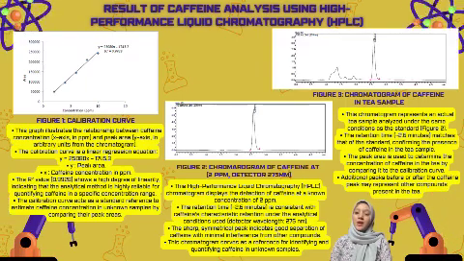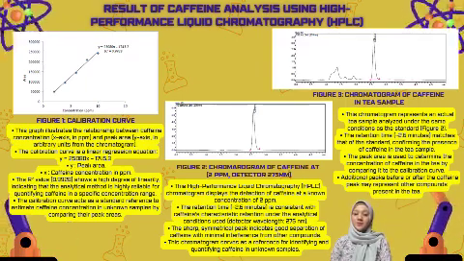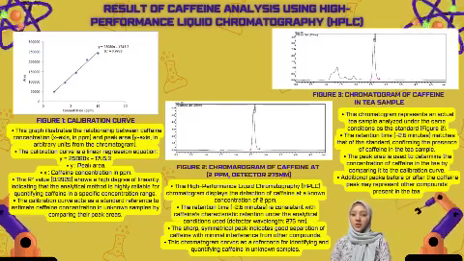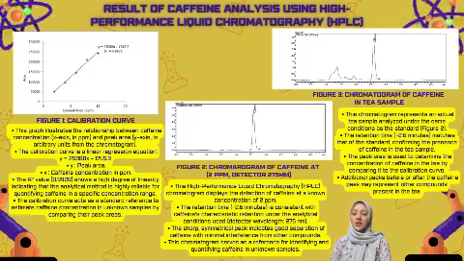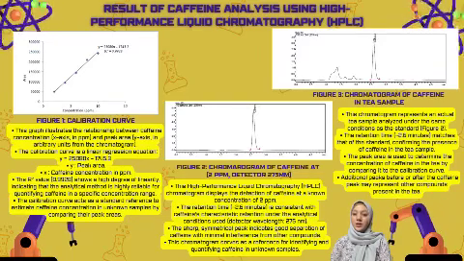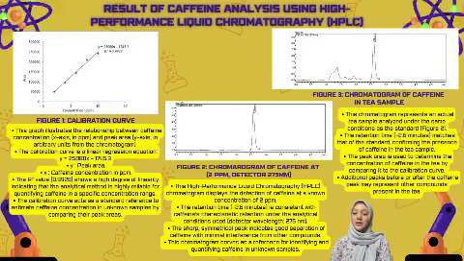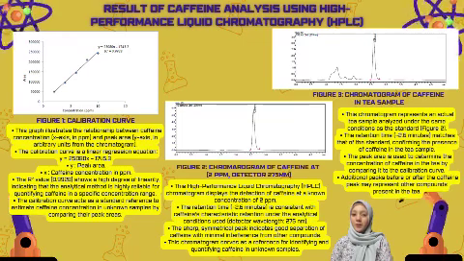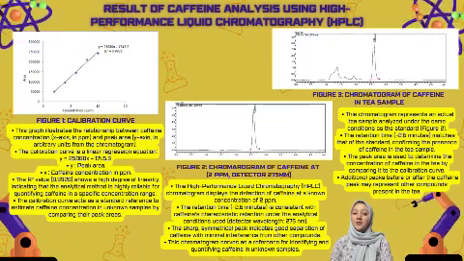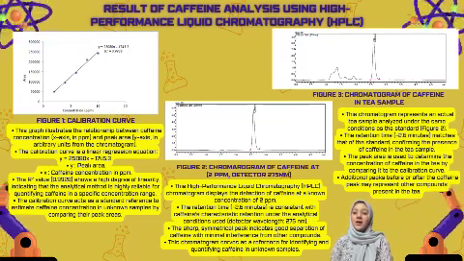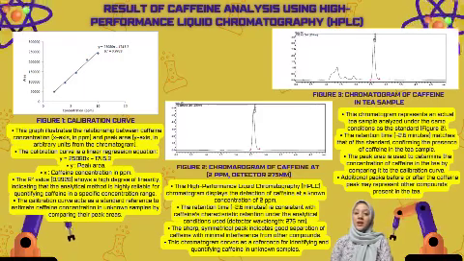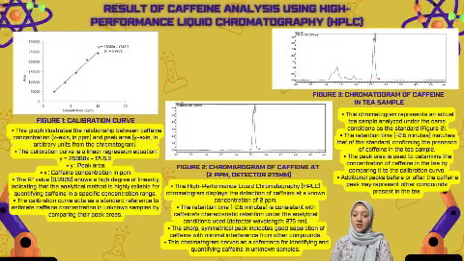Let's begin with the calibration curve in figure 1. It demonstrates the linear relationship between caffeine concentration and peak area with an equation of y equals 25,008x minus 1,745.3 and a strong R squared value of 0.9928. This high linearity ensures accurate quantification across a range of concentrations.